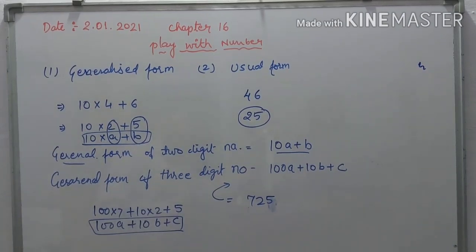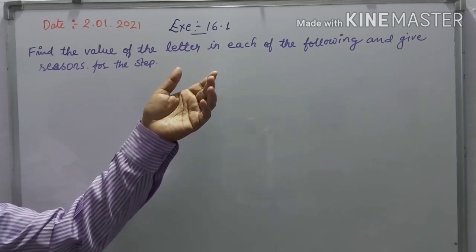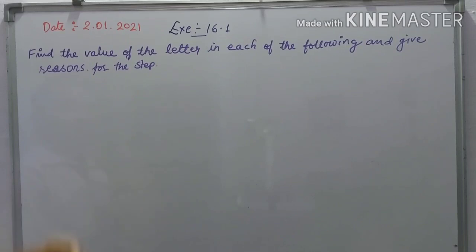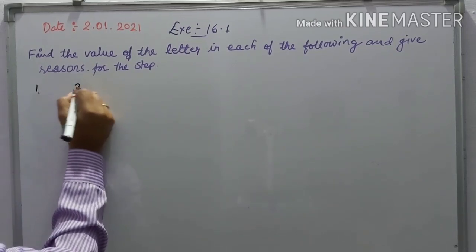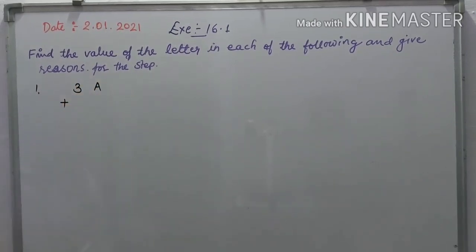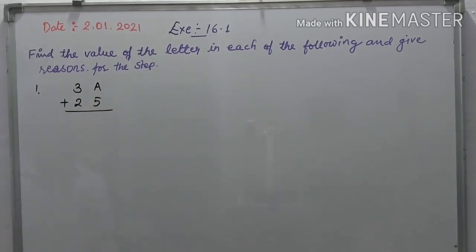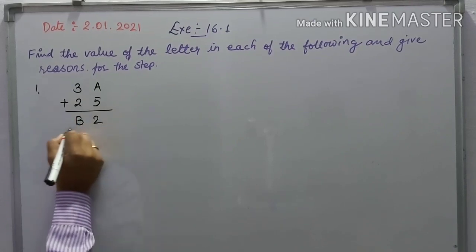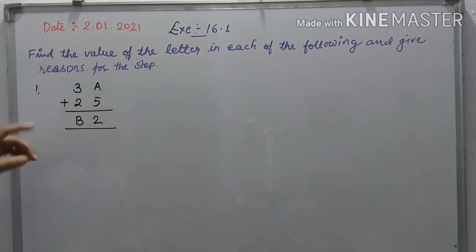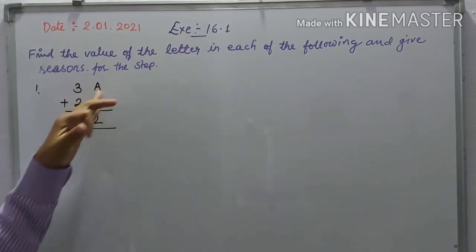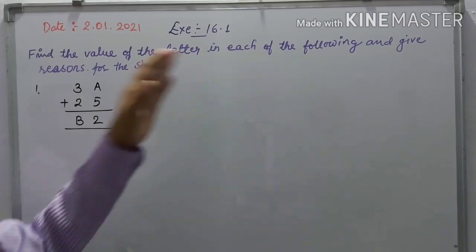Exercise 16.1 is: find the value of the letter in each of the following and give the response for each step. Okay, the first question is given: 3a plus 25 is the answer that comes as b2. Here a and b are letters. You find the value of a and b, and the following are given the response.